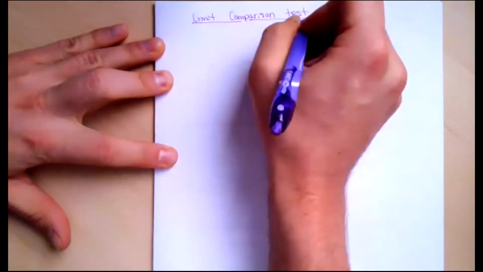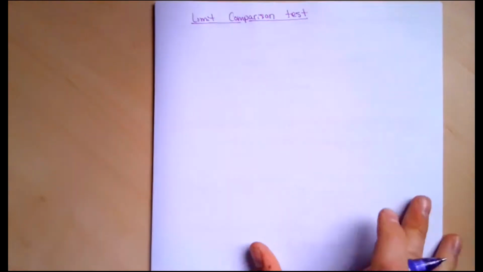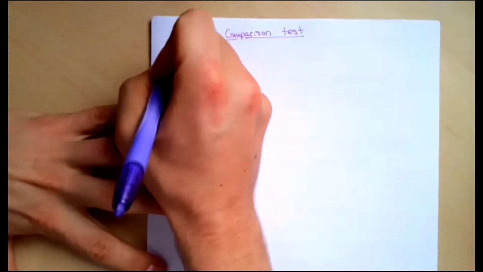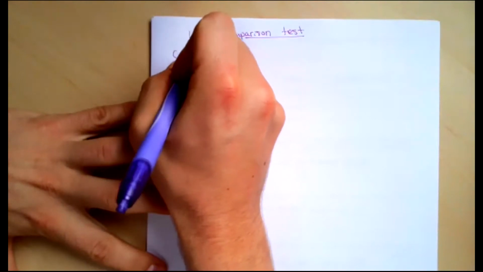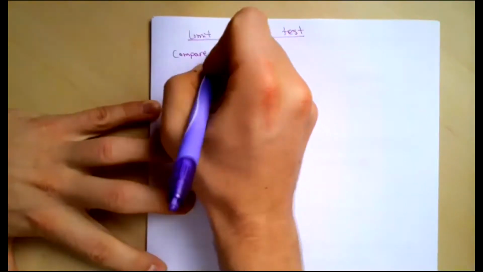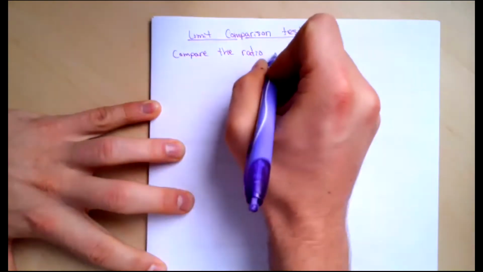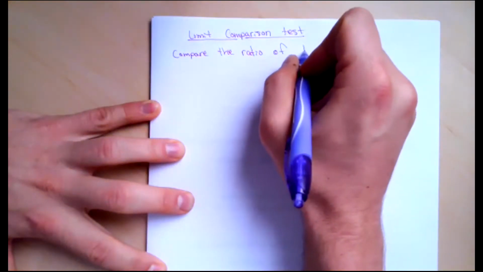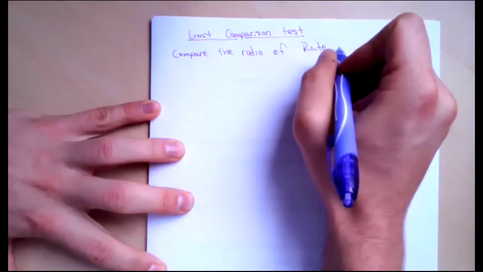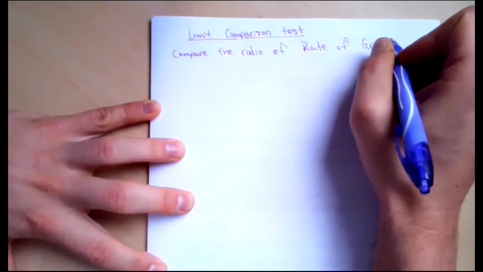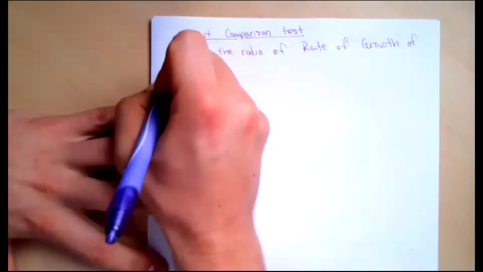And this will come up. I think you will kind of rederive it, or at least re-intuit it, in the activities. But what we want to do is compare the ratio of the rate of growth of two sequences.